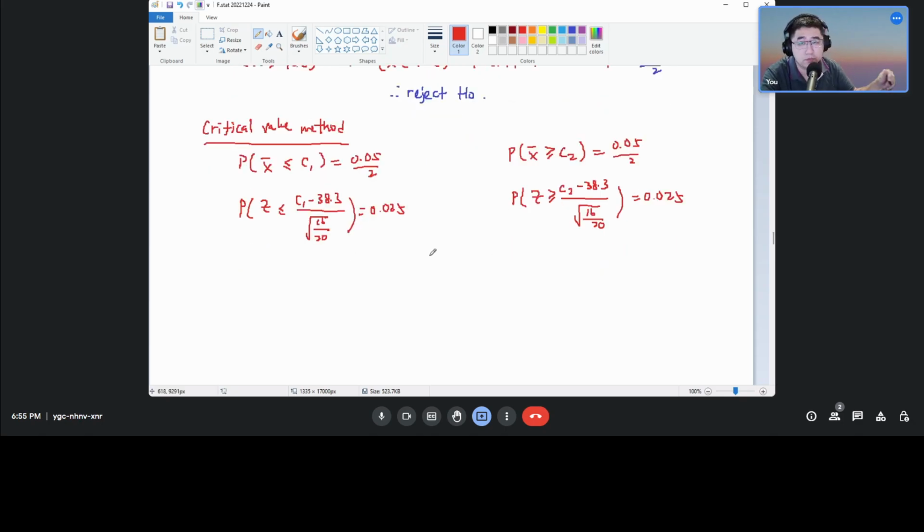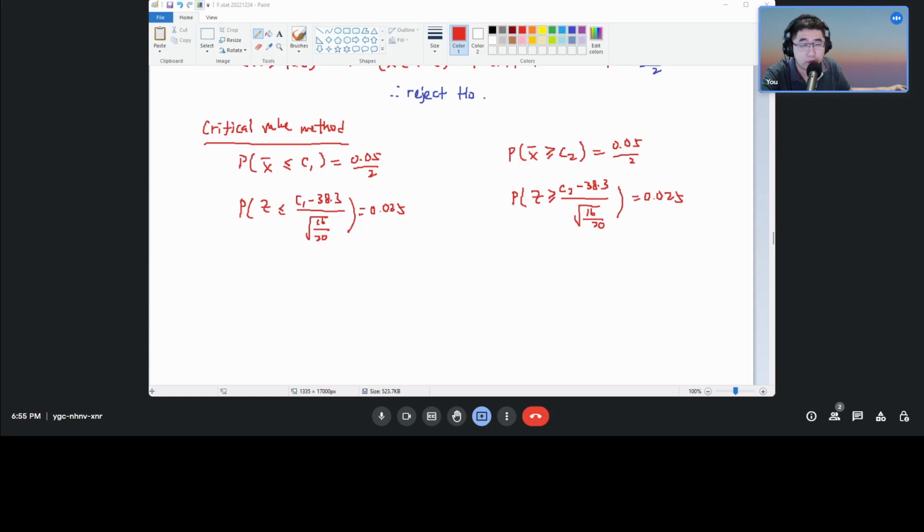Then from this, we find our value of Z by using the table. Let's refer back to the table. What do I get for 0.025? I have a value of 0.975, which is 1.96. So all I need to do is just refer to the 1.96 value. So I will have C1 minus 38.3 over square root of 16 over 20 equals negative 1.96, and C2 minus 38.3 over square root of 16 over 20 equals 1.96.